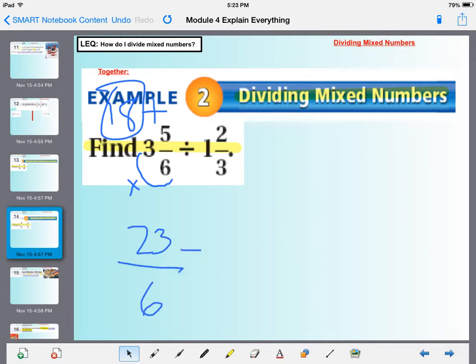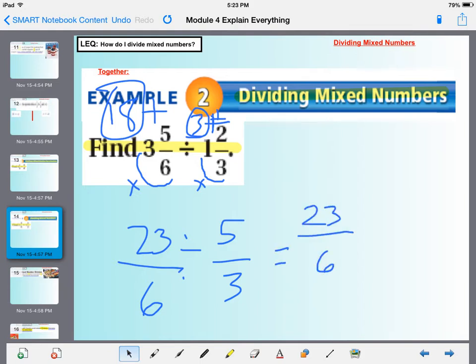23/6. We're going to divide that by, again, we do the circle dance, denominator times whole number. 3 times 1 is 3 plus 2 is 5. Oops. And so that's going to be 5/3. We're going to go ahead and rewrite that. That's 23. That first fraction stays the same over 6. Division turns to multiplication. We do the reciprocal of 5/3, which is 3/5.